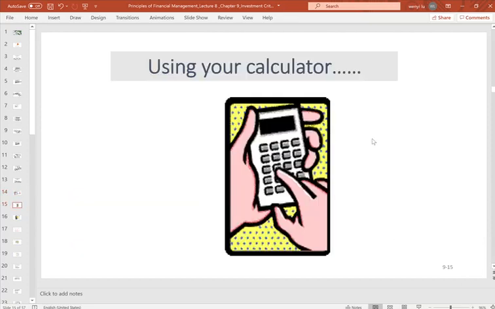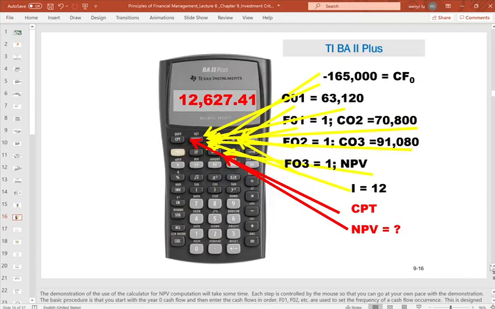How to use your financial calculator? We can use the multiple cash flows, the CF key. The CF key is on your financial calculator, just next to the second key. Once you press the CF key, you will enter the cash flows in sequence, in order. So we have CF0, it's 165,000. Enter 165,000, then press the minus, then press enter. Enter is here. You enter these numbers into CF0.